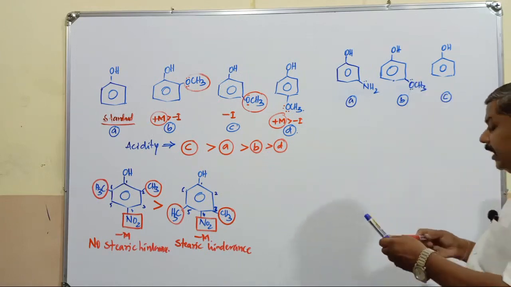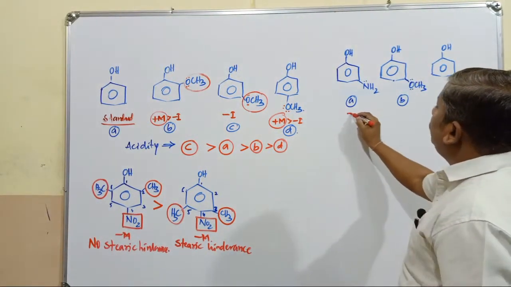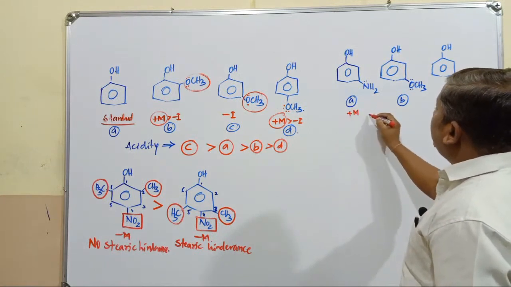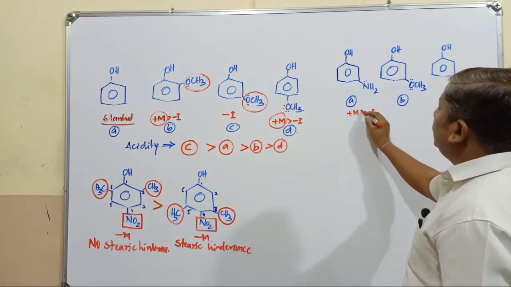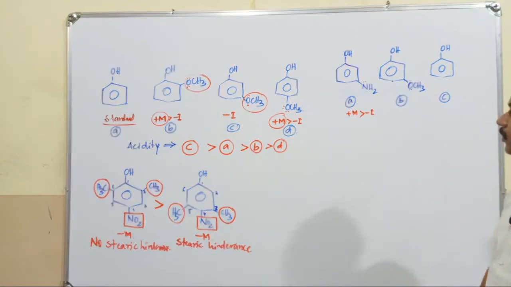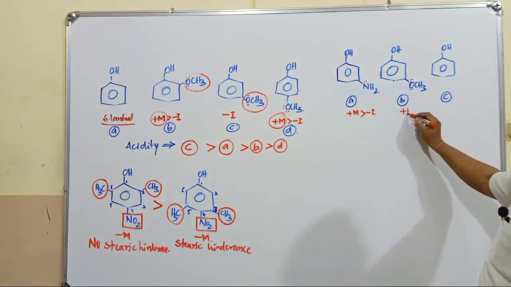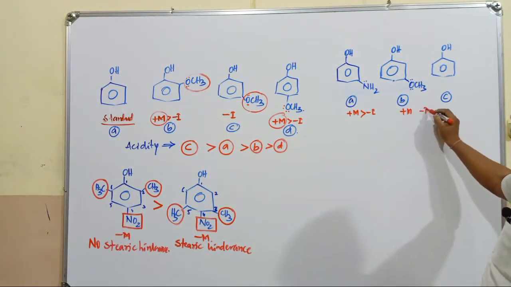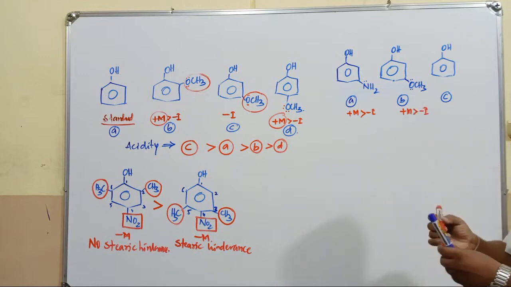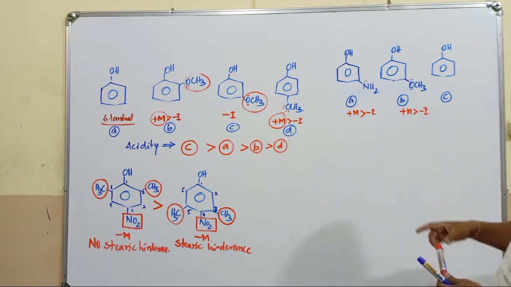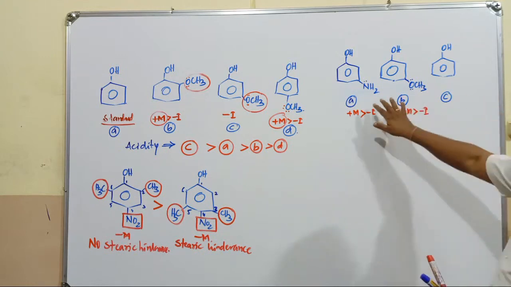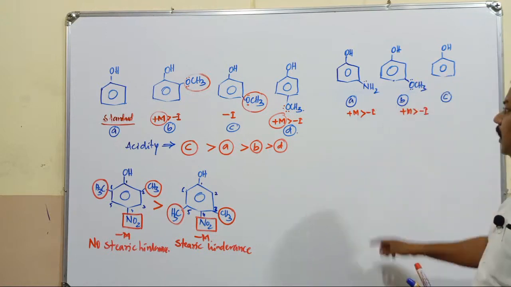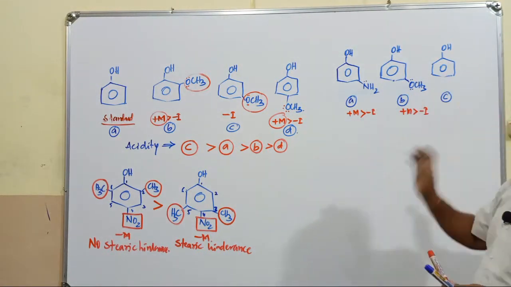In case of the NH2 group, there is a presence of what? Plus M effect as well as minus I effect. Anywhere, plus M effect dominates over minus I effect. Here also plus M effect is there, and minus I effect also operates. Here also mesomeric effect dominates over inductive effect. Both are having the same type of groups. It is electron releasing, and it is also electron releasing.